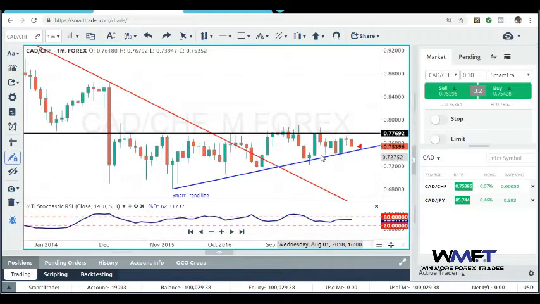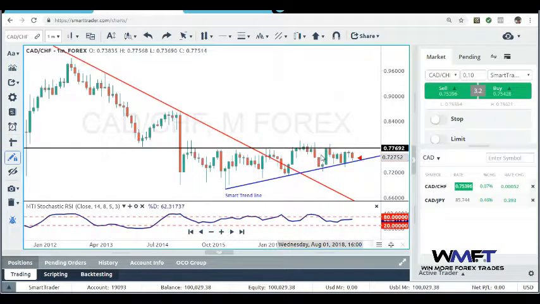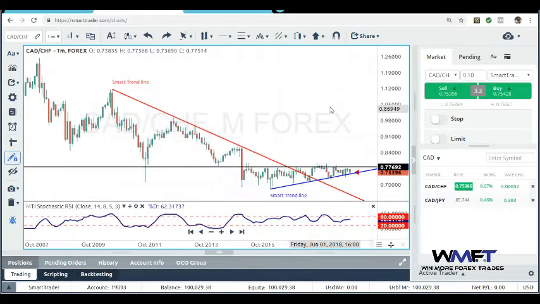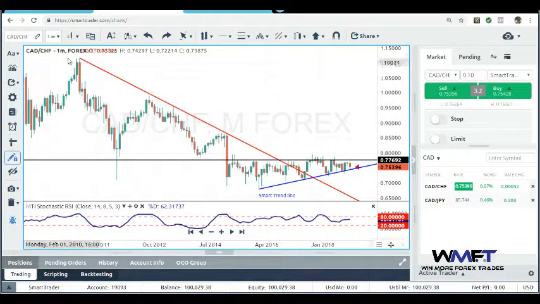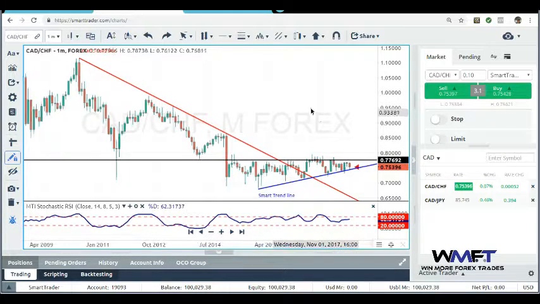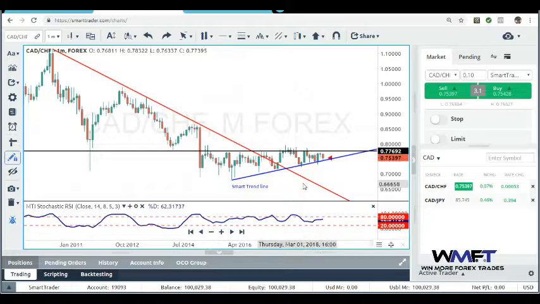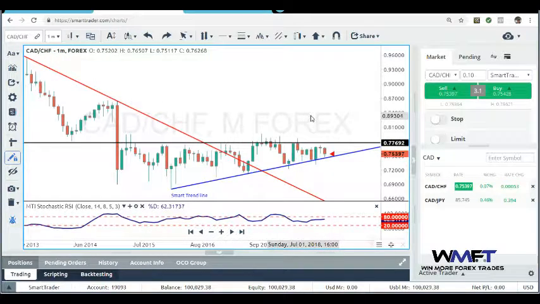All right, this is the Canadian dollar and the Swiss franc. We did have a downtrend going. We had a big downtrend going back from June of 2010. This market has been on a downtrend, and right now it's looking like it wants to start going on an uptrend, as we've broken the downtrend line, and we have an uptrend line that has been honored.